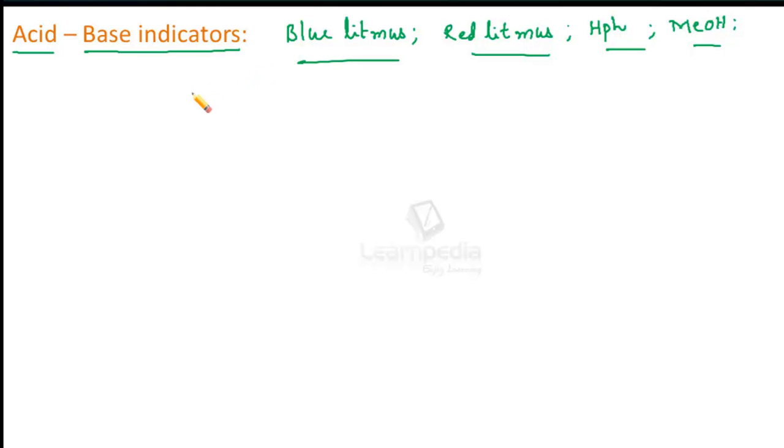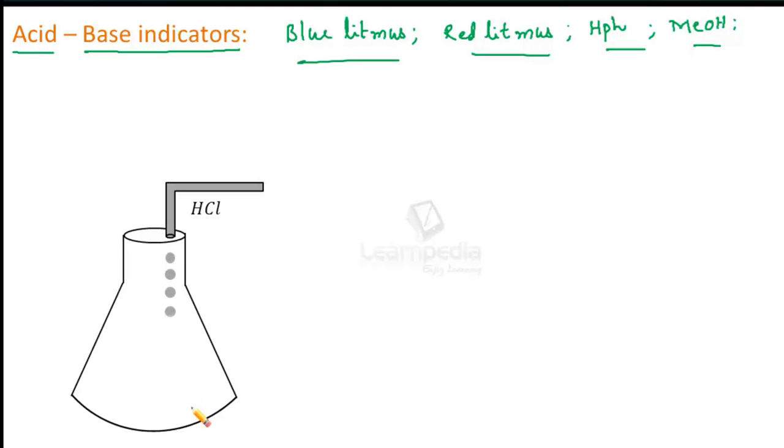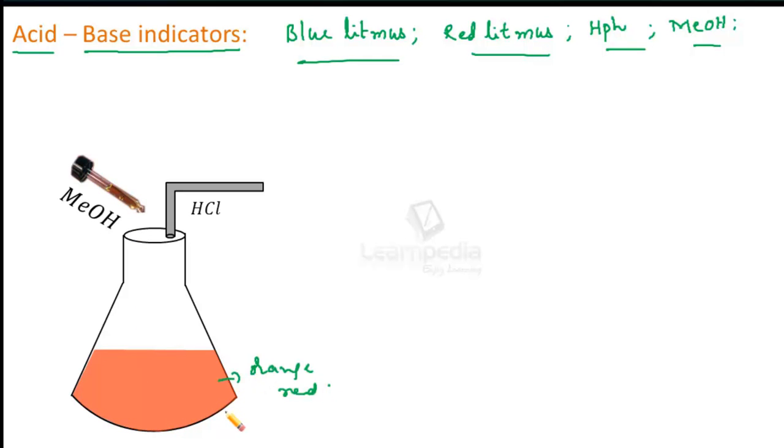Let us see, for example, let in this conical flask some amount of HCl solution is put. So to this HCl solution, if you add a drop of methyl orange, what's the color developed? It becomes orange or orange red. Thus, methyl orange has got the property of developing orange red color in acidic medium.